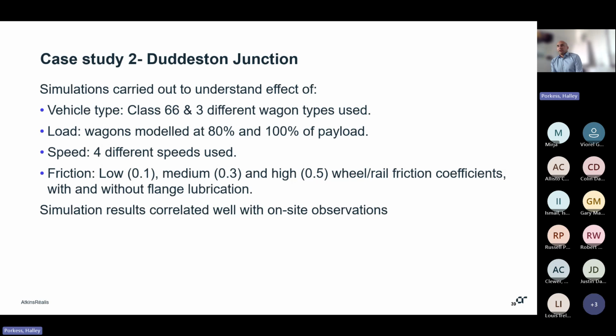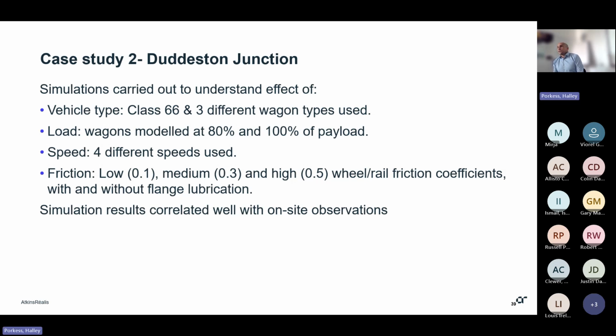So we used all of that. We carried out a number of simulations. We looked at a class 66 loco. We looked at 3 different wagon types. We modelled the wagons at 80 and 100% of payload at 4 different speeds. We looked at low, medium, and high wheel rail friction coefficients with and without flange lubrication.